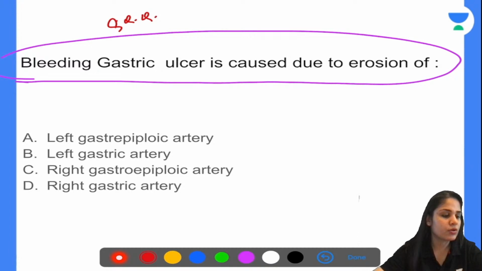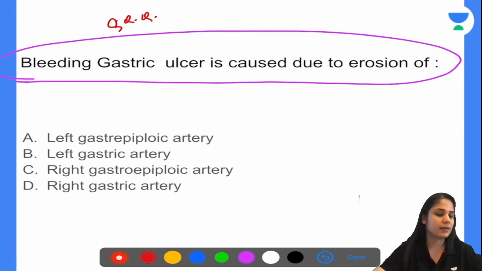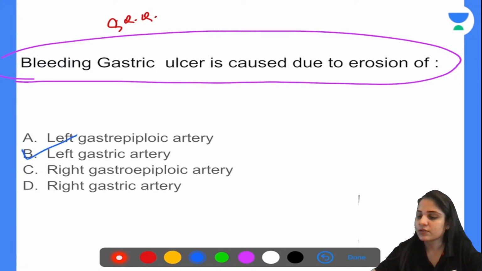So Staphylococcus is saying A. Doctor and Caffeine is saying B, left gastric artery. Sujata is saying C, right gastroepiploic. Okay. All right. So most of you have mentioned the answer as B. That is absolutely correct. So your bleeding gastric ulcer is caused due to erosion of the left gastric artery.